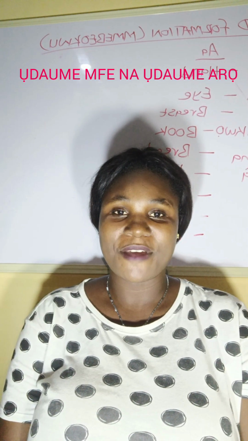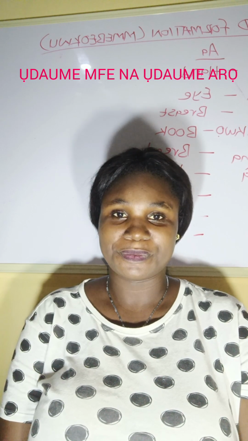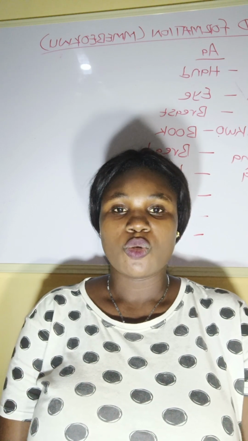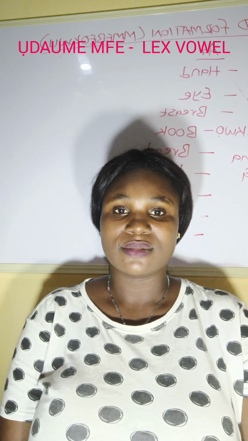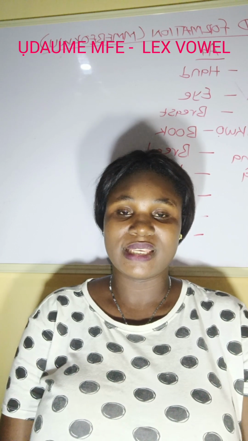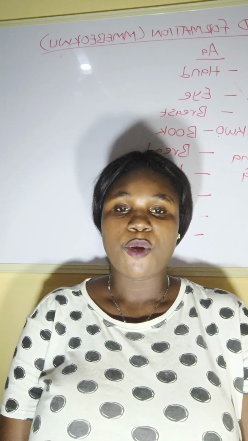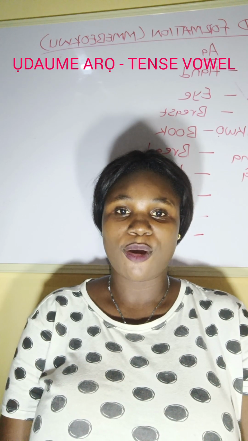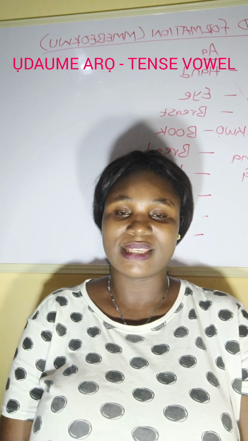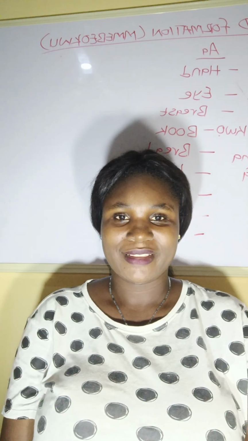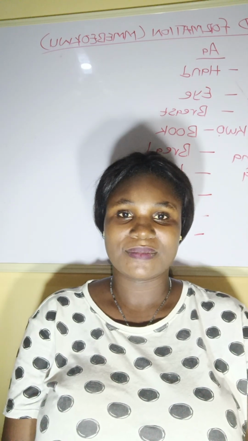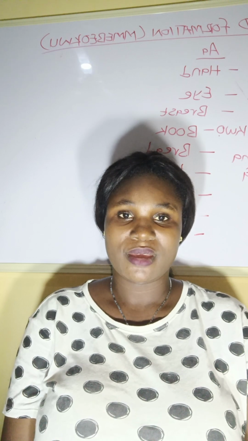Ha bụ ụdaume mfe na ụdaume arọ. Ụdaume mfe is called last vowel in English, while ụdaume arọ is called 10th vowel in English. Ụdaume mfe, last vowels. Gịnị bụ ụdaume mfe?